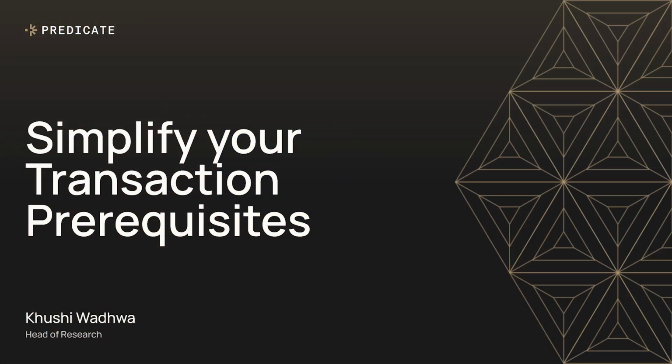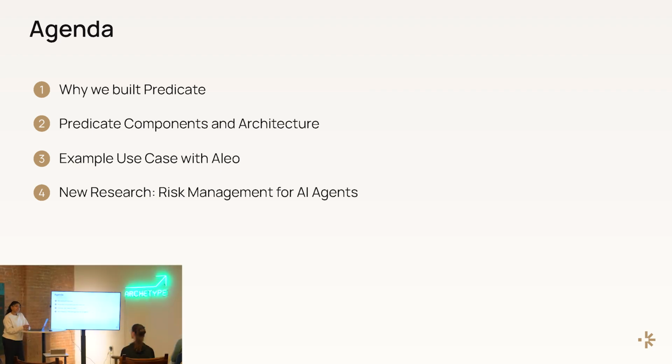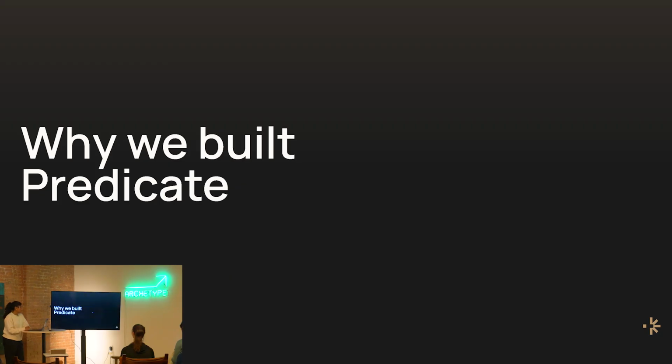So I'm going to talk a little bit about Predicate, what it is, why we built it, the components in the architecture, one of our use cases with Aleo, which is the first integration we have going live, and then some new research that we're thinking about, which is risk management for AI agents. And that is absolutely a clickbait title, so hopefully it'll be interesting. Cool, so why we built Predicate.